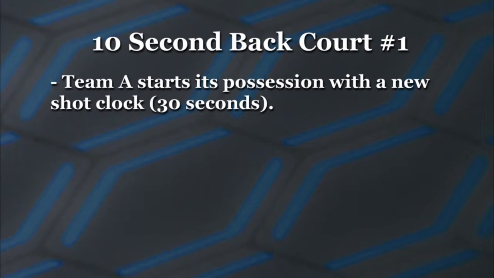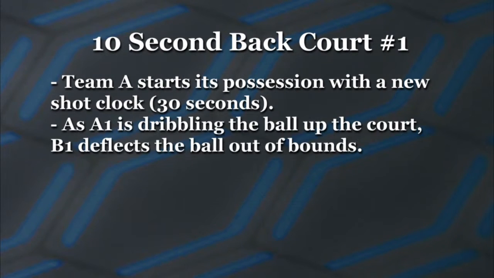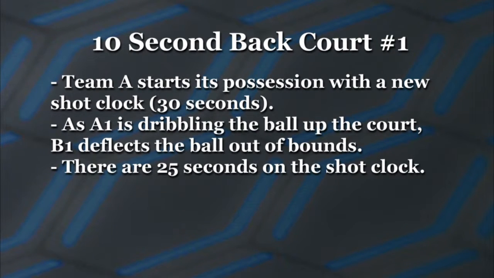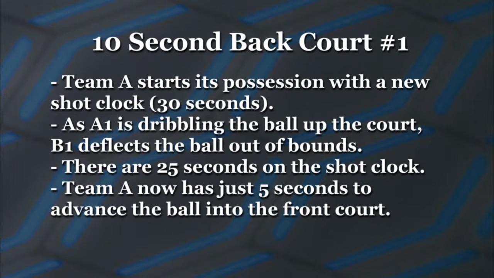Team A starts its possession with a new shot clock. As A1 is dribbling the ball up the court, B1 deflects the ball out of bounds. There are 25 seconds on the shot clock. Team A now has just 5 seconds to advance the ball into the front court.